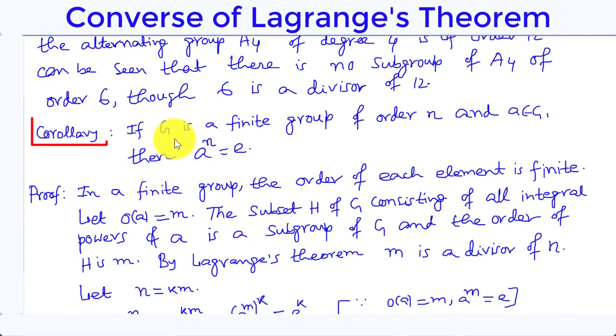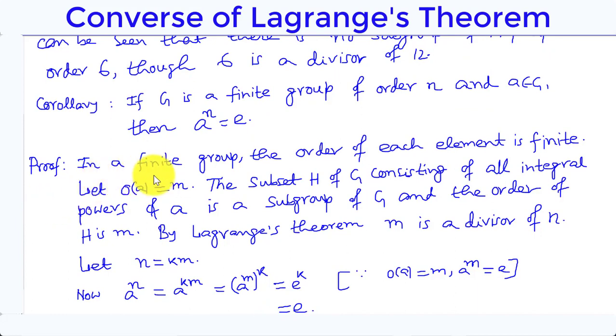Corollary: if G is a finite group of order n and a belongs to G, then a to the power n is equal to e. Proof. In a finite group, the order of each element is finite. Let the order of a be m.